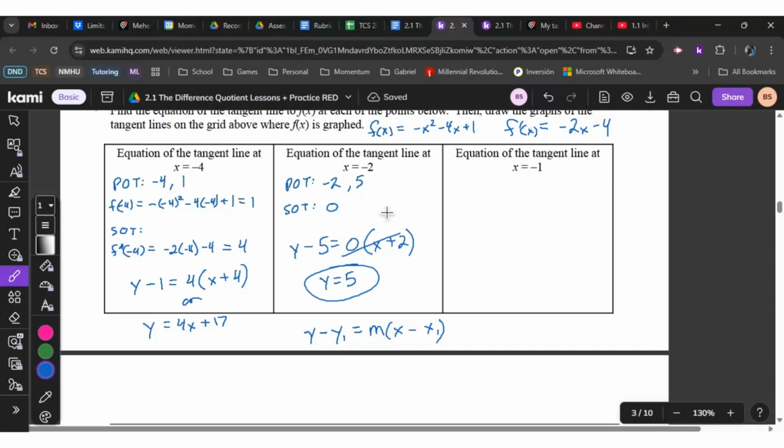Try the -1. I'll write it, but you guys just look up if you need help. Try and do the next one on your own. Okay, so try it on your own. Once you're done, look up, see if you got it right.